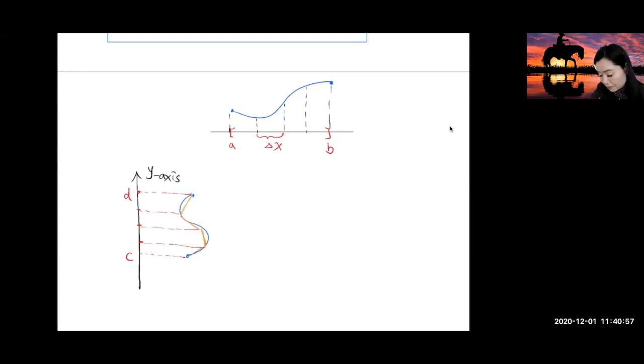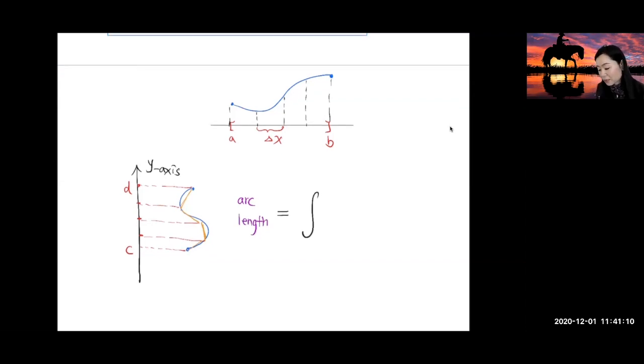So the arc length for this is equal to the integral. Now this time, because we divided this way, each subinterval here is delta y. So this should be a dy outside. This should be a dy there, okay? And similarly, we will have this square root. And y over here goes from C to D. So C here to D over here.